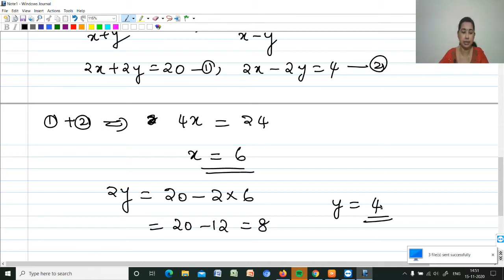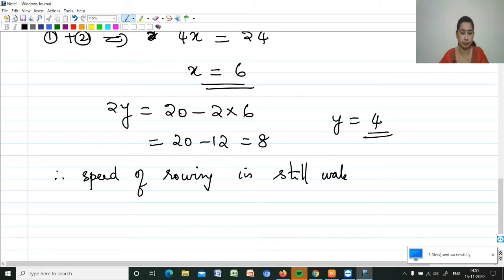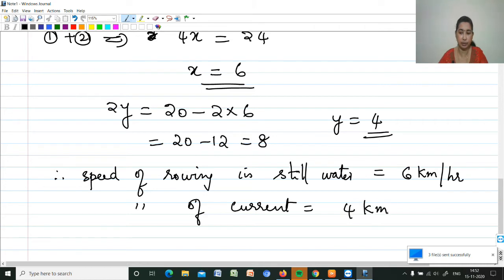So x means the speed of rowing in still water, that is 6 km per hour. Therefore the speed of rowing in still water is equal to 6 km per hour, and the speed of the current is equal to y kilometer per hour, that is 4 kilometer per hour.